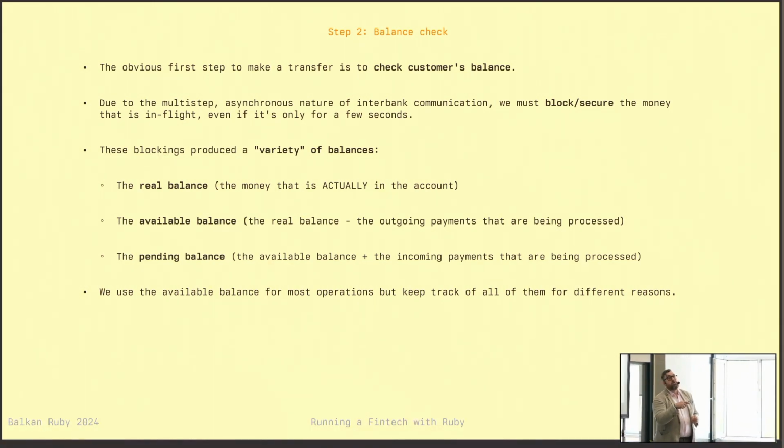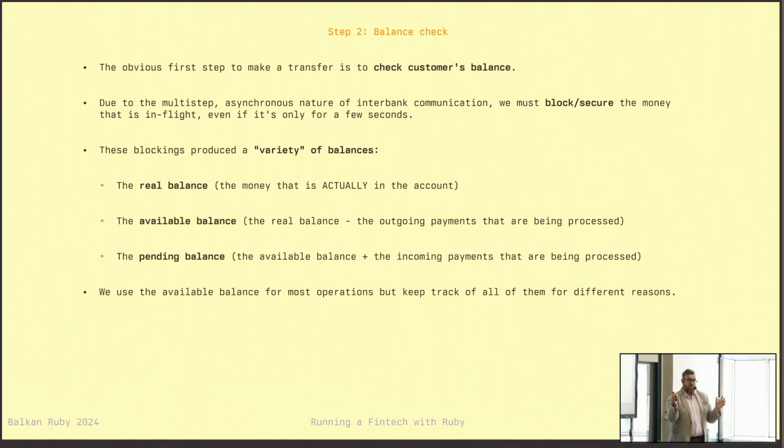Why? Because the settlement, the clearing of the money, the moment the actual cash is in the account, doesn't happen instantaneously. There is a gap that can range from a few seconds to a few days, where the money is in flight, moving from one account to another. And it's not settled in the destination yet, but it should not be available in the origin either. So during this moment, that part of your money is blocked.